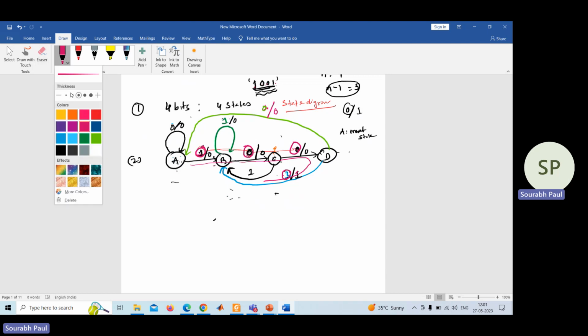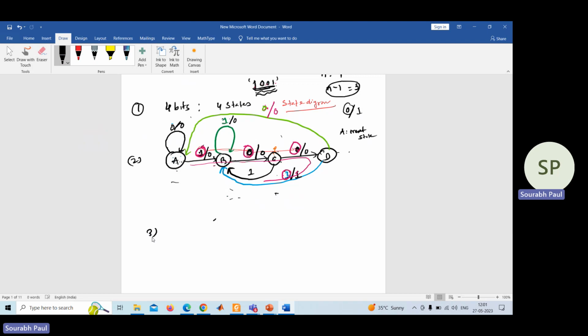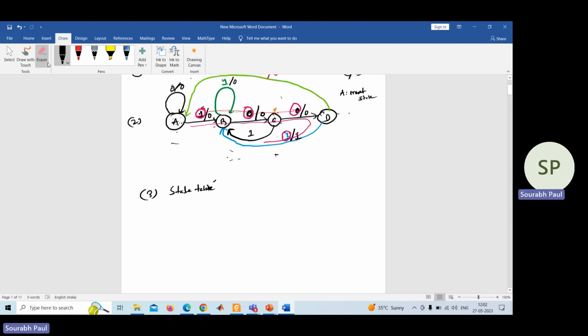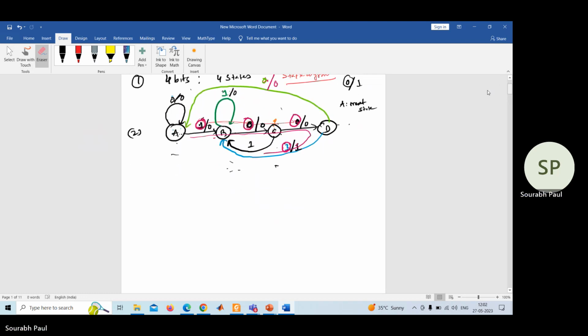Now, what you need to do? You need to make the state table, the third step. How to make the state table? Let me use less space. I need to compare each of the things. State table. Okay, so what I need to do?